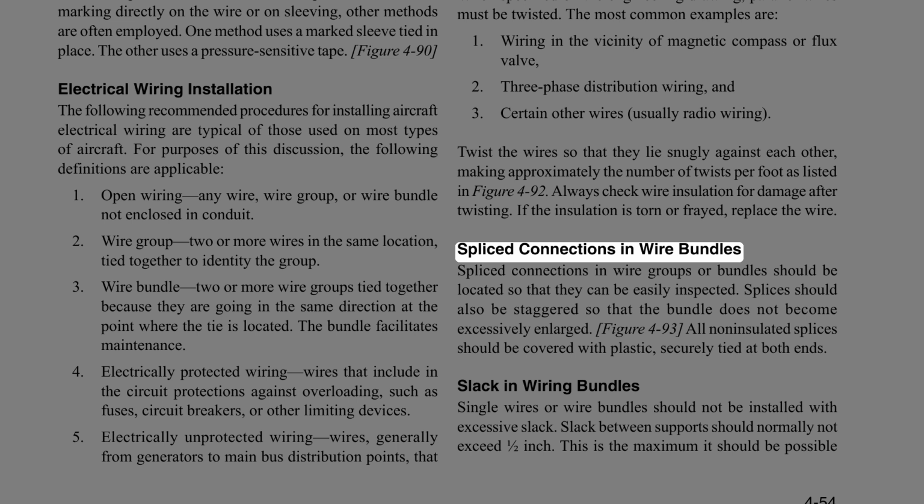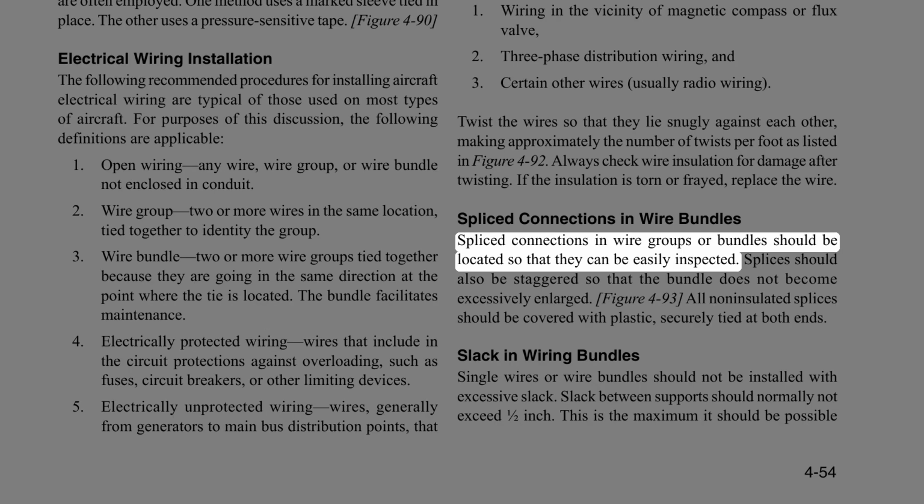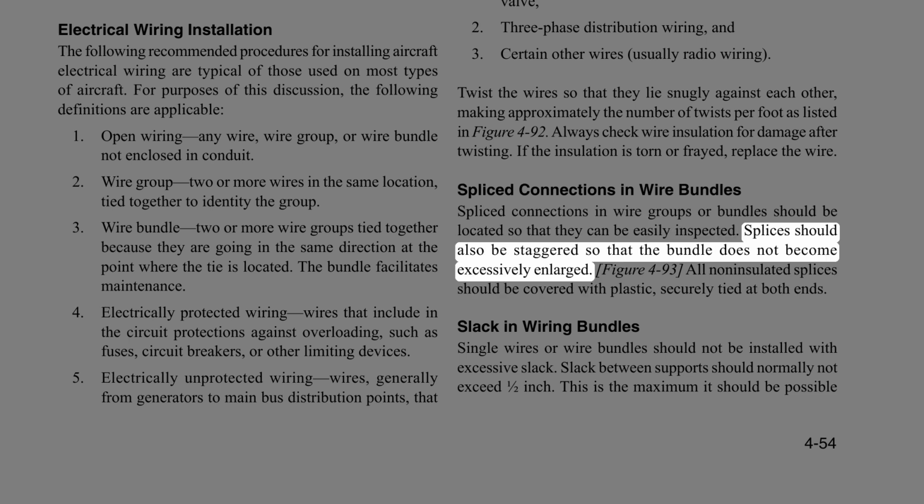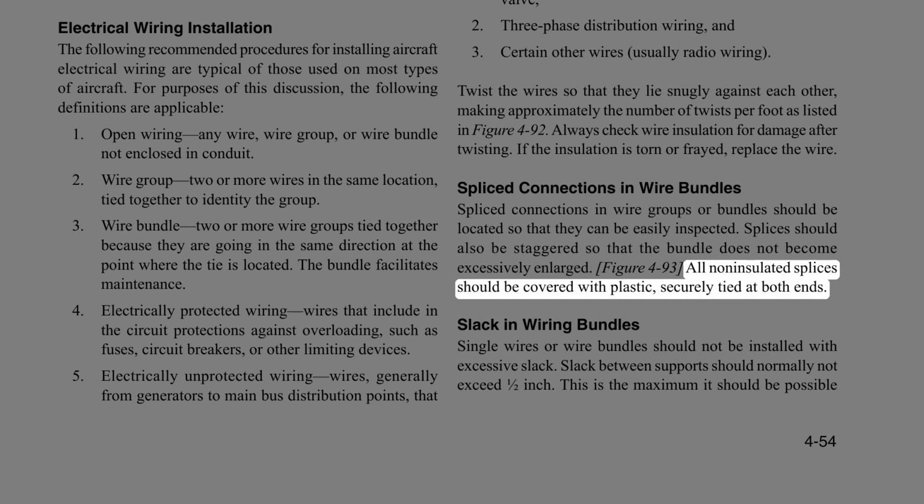Spliced connections in wire bundles. Spliced connections in wire groups or bundles should be located so that they can be easily inspected. Splices should also be staggered so that the bundle does not become excessively enlarged. All non-insulated splices should be covered with plastic, securely tied at both ends.